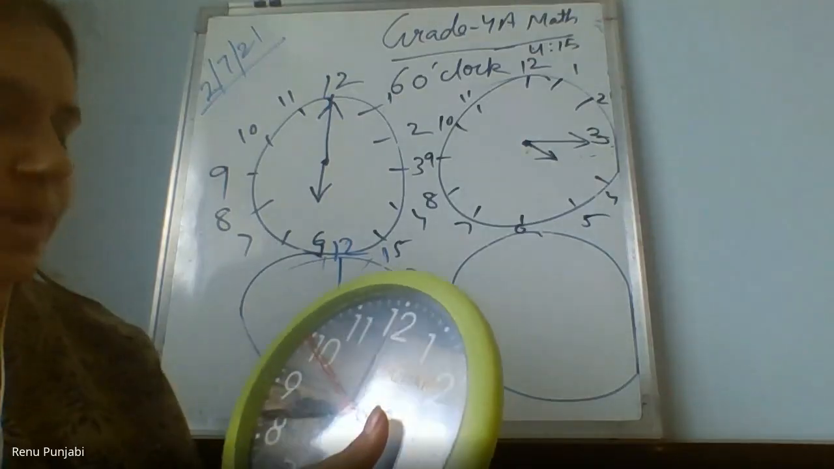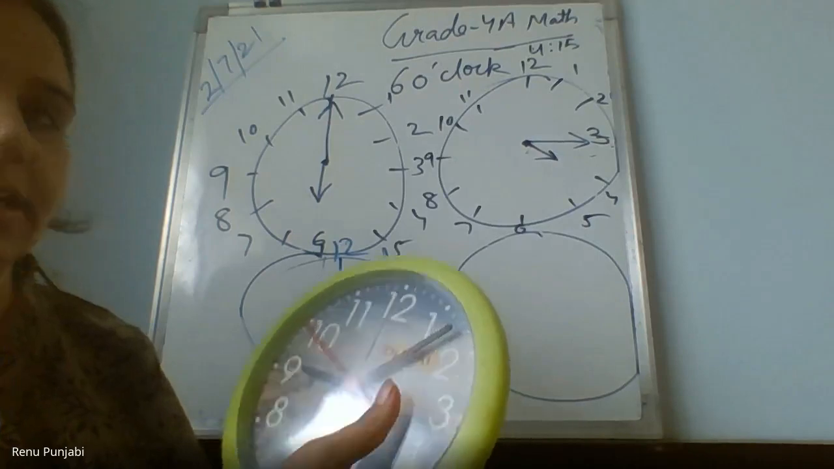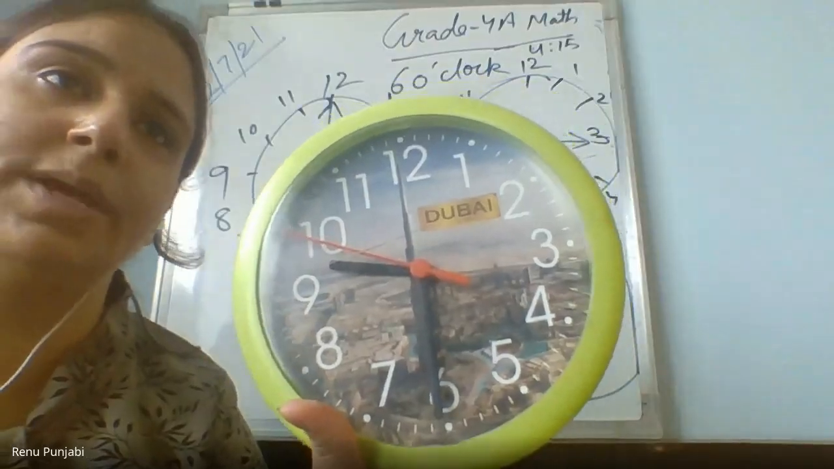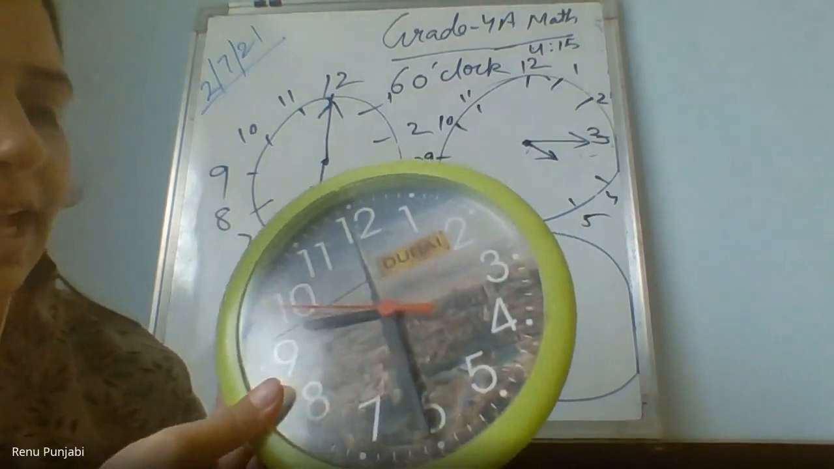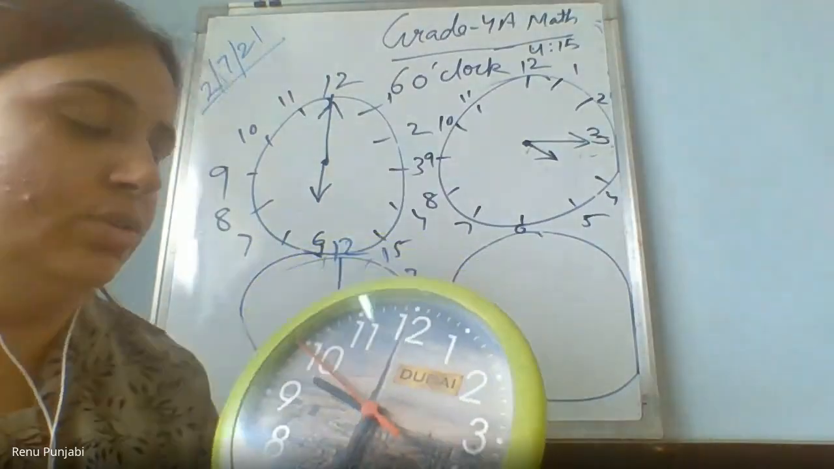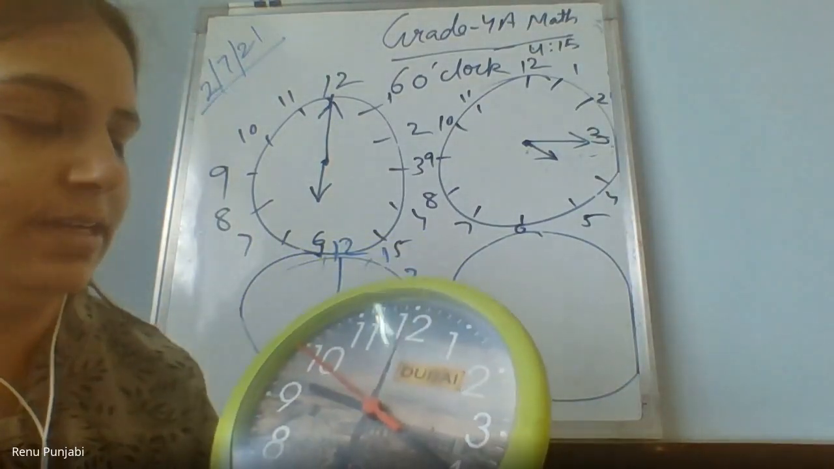Now see, we will practically see when it is 9:30. Ma'am, the small hand is exactly between 9 and 10, and the long hand will be exactly on 6. See, I'll tell you the logic behind this. I have done the time nine.